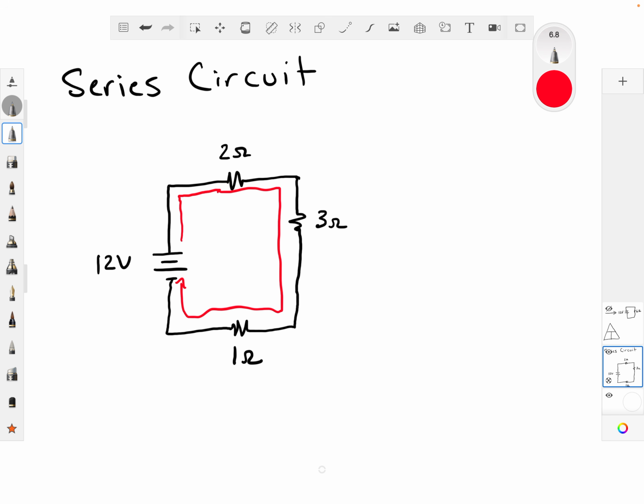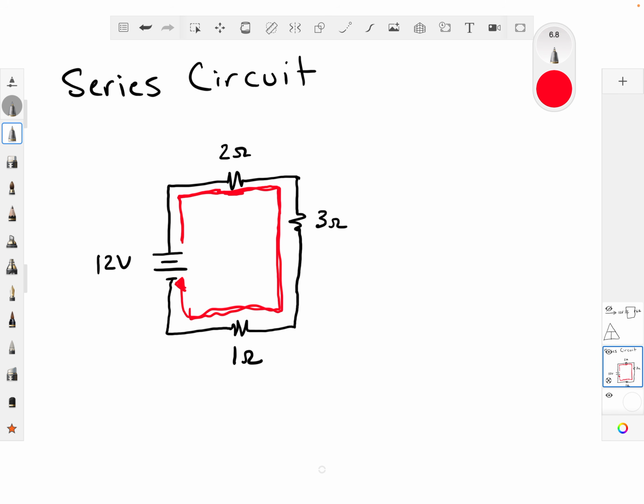Like what is a series of events? That's one thing happens, and then another thing happens, then another thing happens. Well, in the circuit, we hit one resistor, it doesn't split anywhere, it goes and hits another resistor. It's like a series of resistors, right?